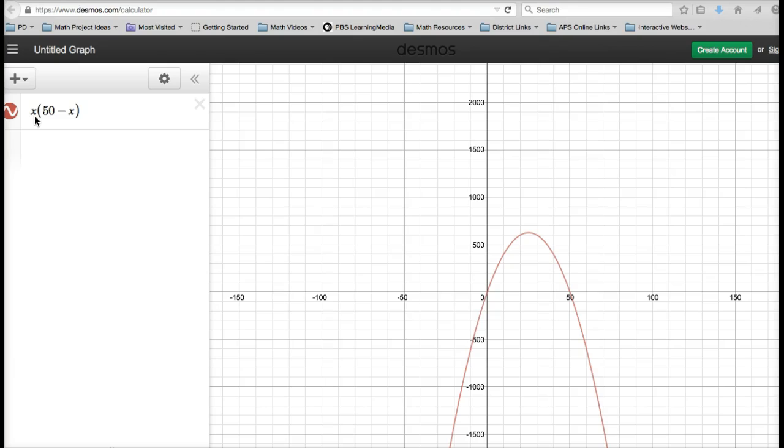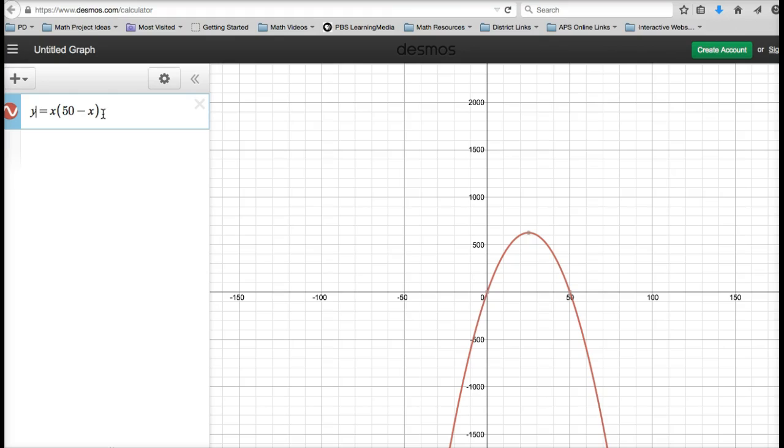Using the online computer calculator, desmos.com, we first type in the equation that we have, the function. Again, notice I'm using X instead of P because these programs really only recognize X as the independent variable and Y as the dependent variable. So what I could have done here is I could have also said that Y equals, and that would have worked as well.